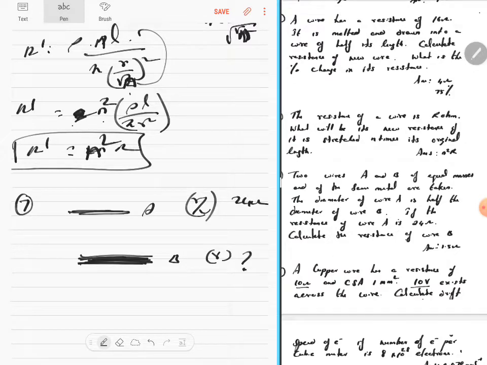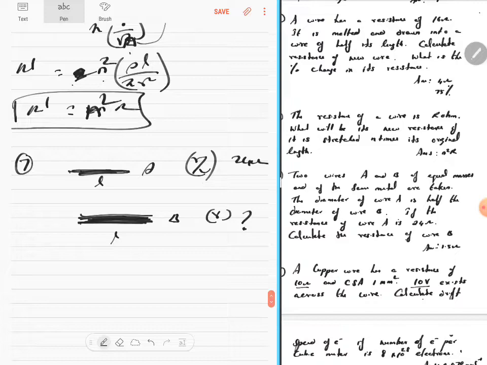That's the question. So it's the same material, same mass. The radius is r. What about length? Two wires A and B of equal mass and same metal are taken. The diameter of wire A is half the diameter. They didn't specify anything about the length, and they are not stretching this wire, they are just taking two different wires. So I just have to assume that both of them have the same length. I don't have a choice.